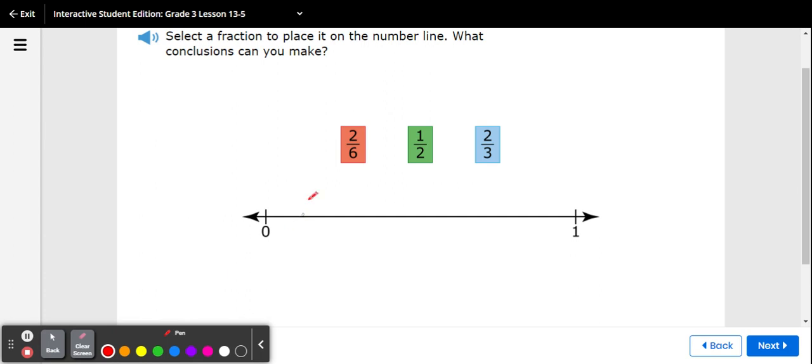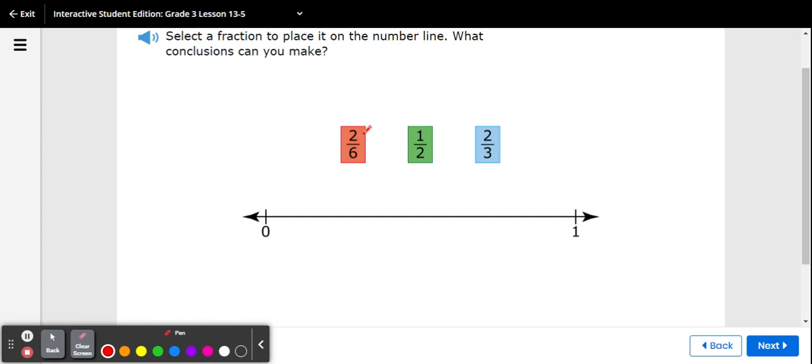Now, what I noticed is that we have the same numerator. And we talked about if we have the same numerator, that means that we have the same number of pieces that we're thinking about. It's our denominator that lets us know how many of those equal pieces we have in all, and that helps determine the size. We talked about the more pieces that we have, the smaller those pieces are going to be, because that means we have cut things up more. So our pieces are going to have to be smaller.